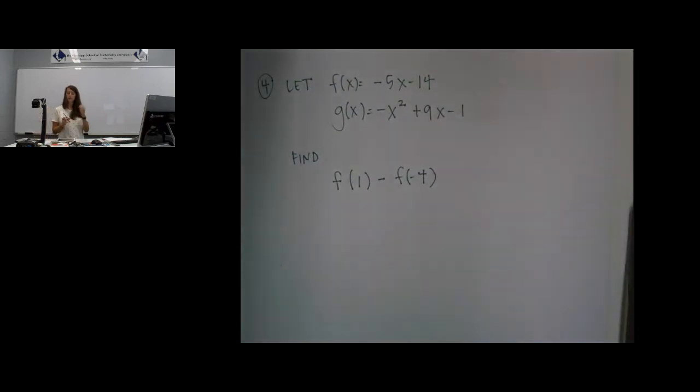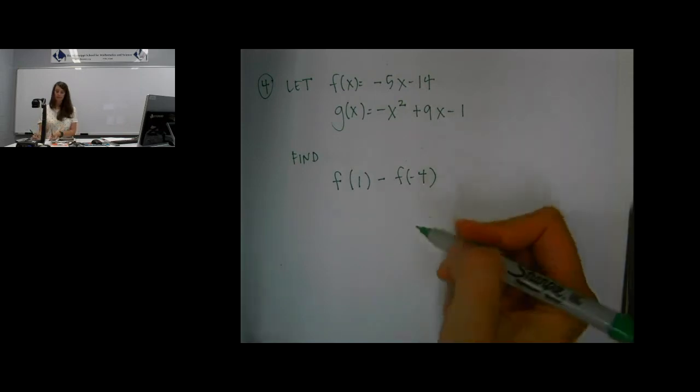Okay, so here I've got two functions. f of x is equal to -5x minus 14. g of x is equal to -x squared plus 9x minus 1. So I want to find f of 1 minus f of -4.